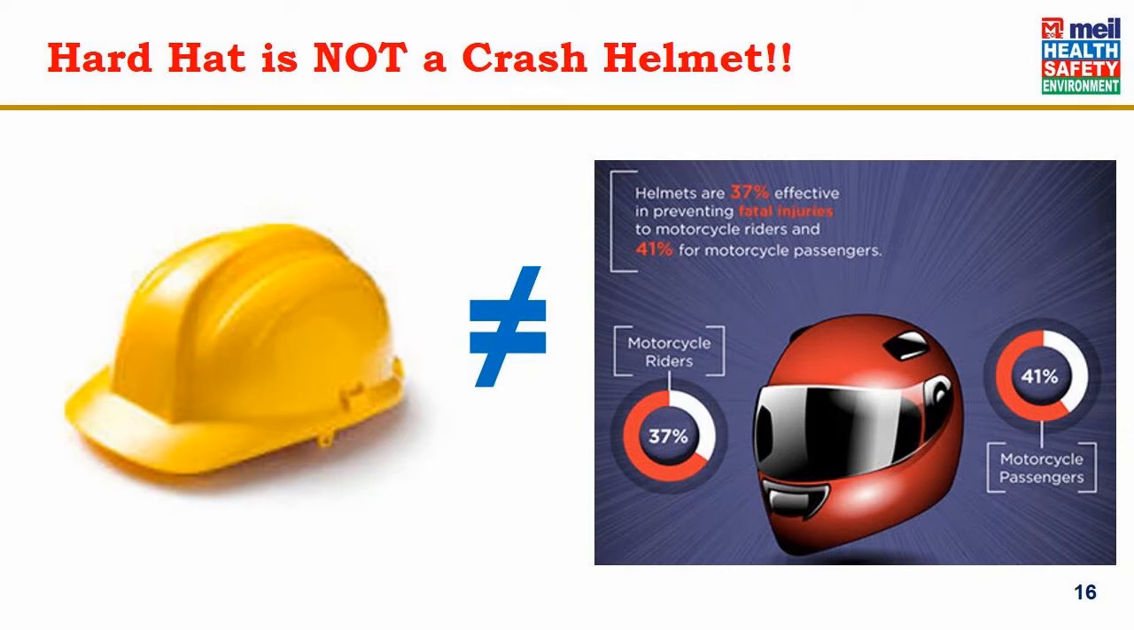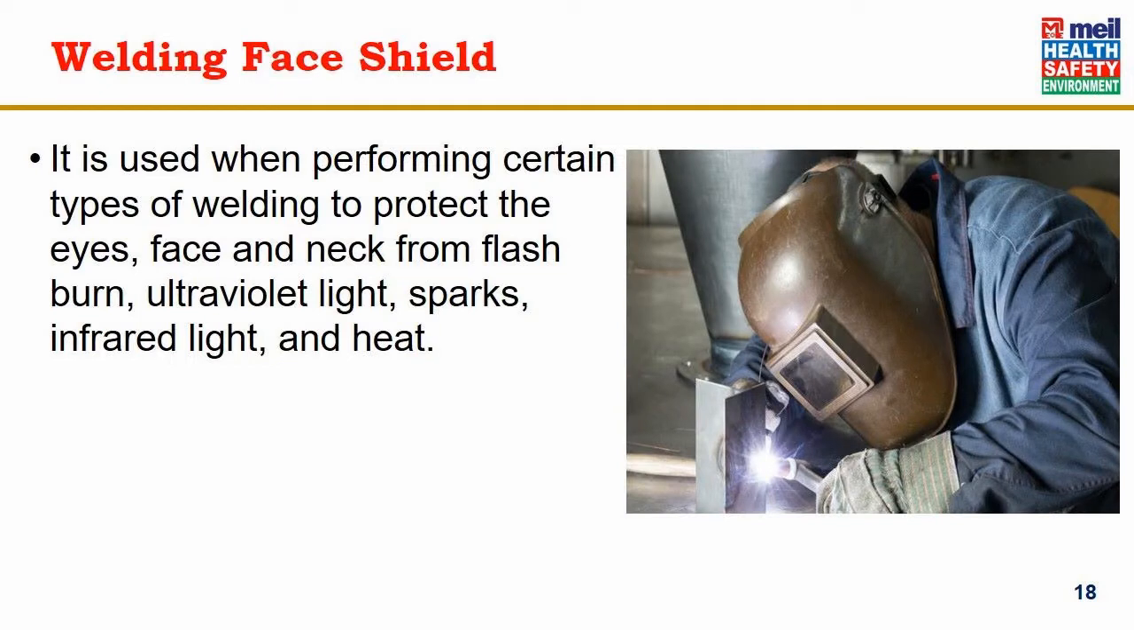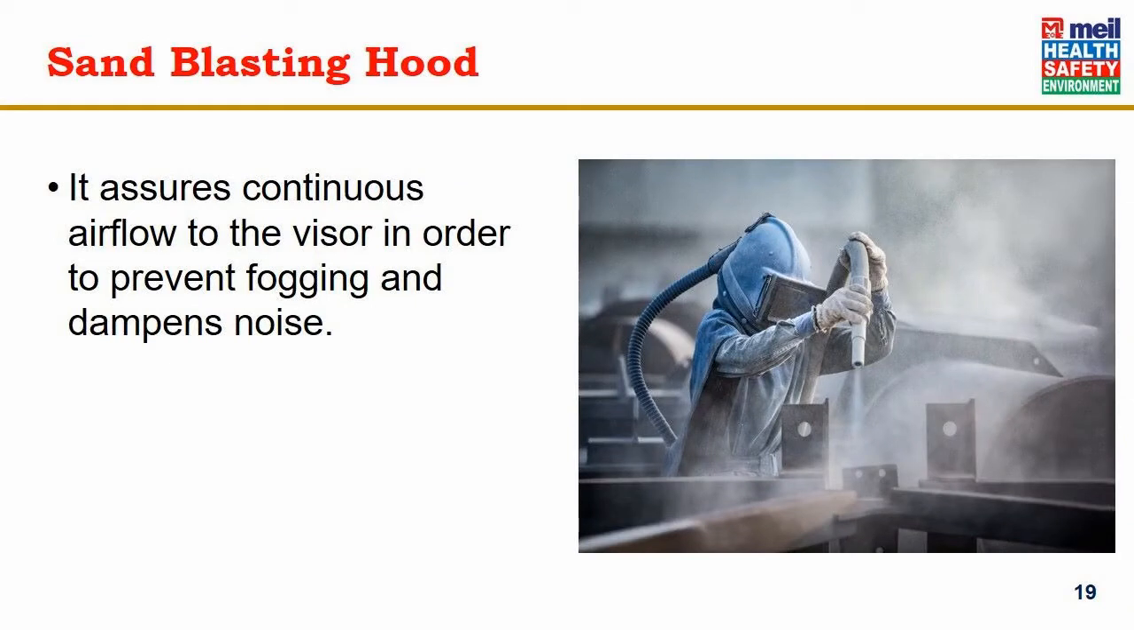Eye and face protection. Welding face shield is used when performing certain types of welding to protect the eyes, face and neck from flash burn, ultraviolet light, sparks, infrared light and heat. Sandblasting hood. It assures continuous airflow to the visor in order to prevent fogging and dampens noise. So this provides a complete protection to the head and neck and the entire body from dust. Safety glasses and safety goggles.